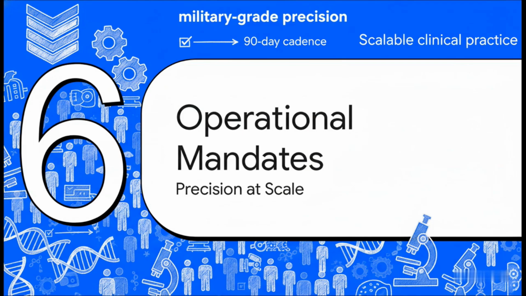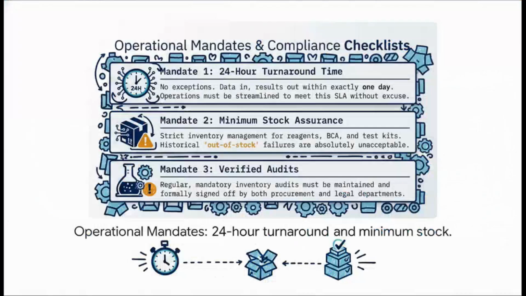Finally, Section 6, strict operational mandates. Executing that 90-day cadence successfully across hundreds or thousands of patients requires the clinical lab to operate with absolute military-grade precision. The executive mandate here is totally uncompromising. First mandate, a 24-hour turnaround time. Data goes in, results come out within exactly 1 day.